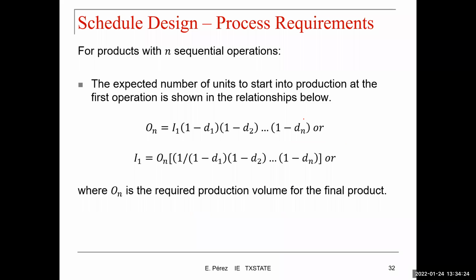For products with n sequential operations, let's say something like this, you have station 1, station 2, station 3. You have a defective rate.